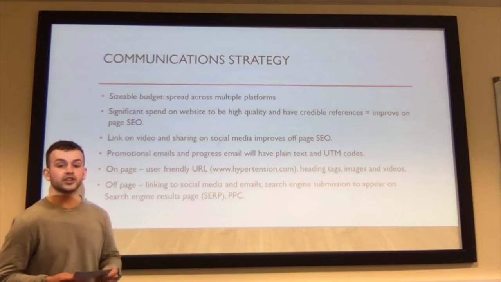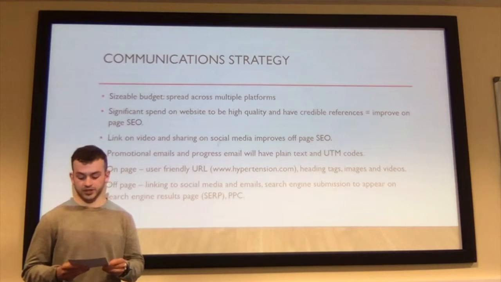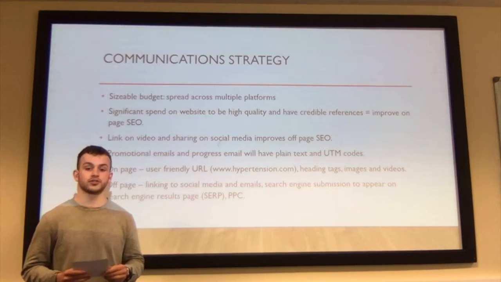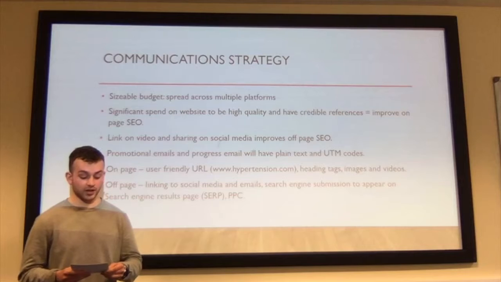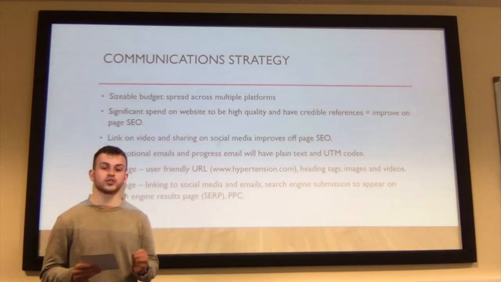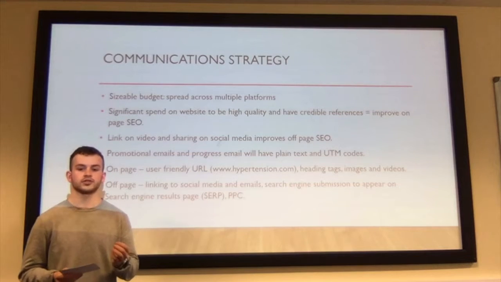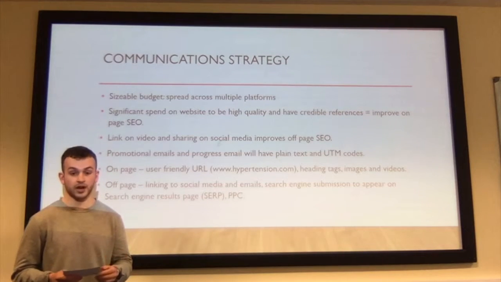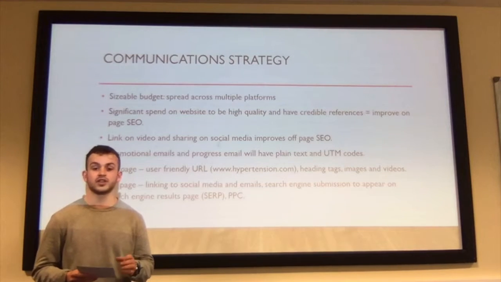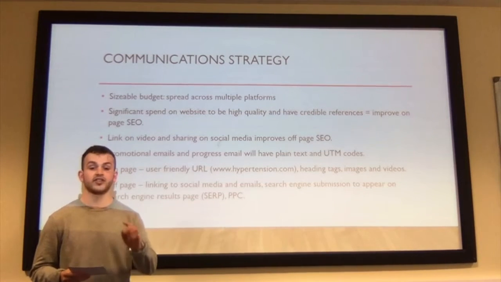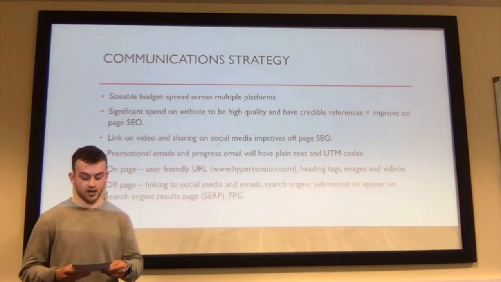So in terms of our communication strategy, we have a really large budget of £350,000 that we can spend across a lot of different channels, both on social media and emails. We have spent a lot of money on our website, so it's really good quality with loads of videos and images on there and a lot of creative content with lots of really rich information about hypertension. We also have links provided on our social media videos and posts, directing you straight to the website. So that will improve our off-page SEO.